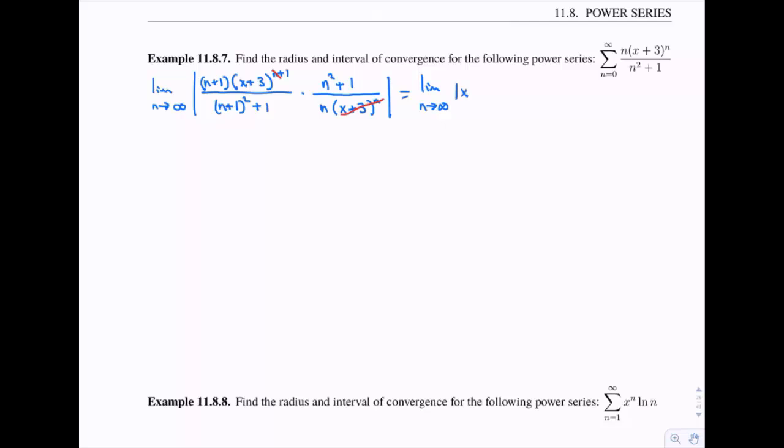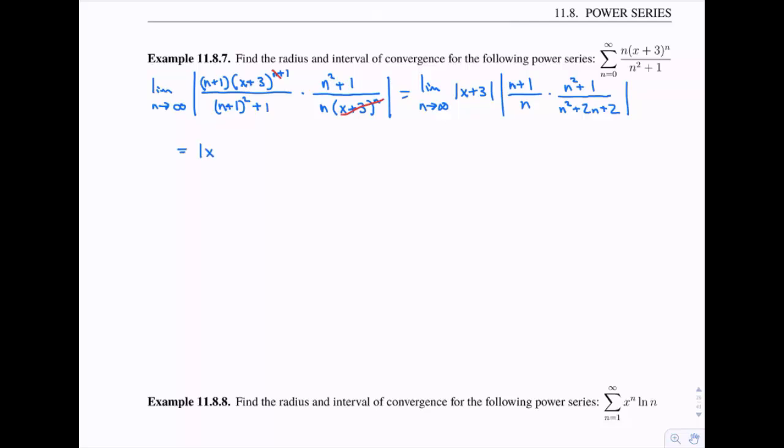And now we can see, well, this x plus 3 is actually constant. It doesn't have any n's in it whatsoever. So let me pull this off to the side here. And then times the absolute value of, and we're going to have our n plus 1 divided by n. I'll group that stuff together. And then our n squared plus 1 over, and let's go ahead and expand this out. Let's see, this would be n squared plus 2n plus 1 plus 1, so that's going to be plus 2.